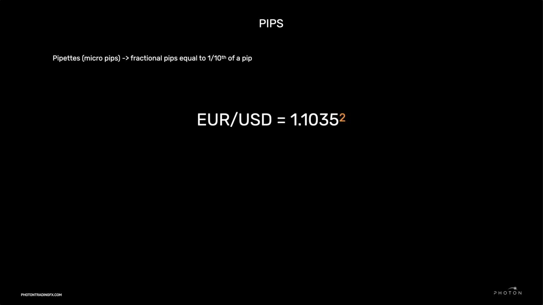So if euro dollar was quoted at 1.10352, then the 5th decimal place, which is usually visually displayed as a smaller number, is the pipette, right? In this case, that would be equal to 0.2 pips. And then if euro dollar was quoted at 1.10357, that would be an increase of half a pip.